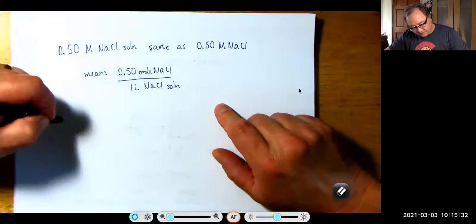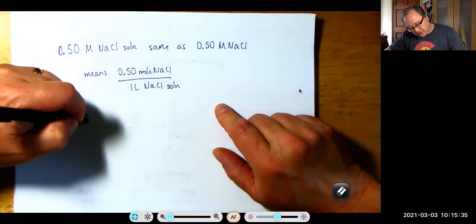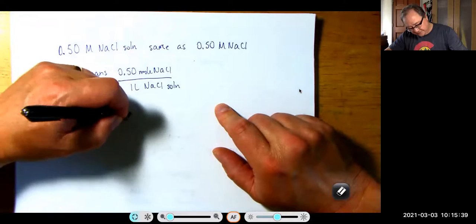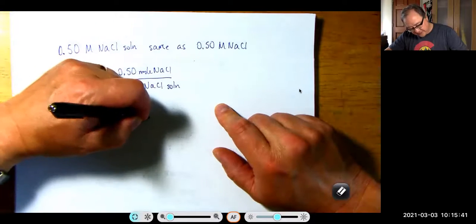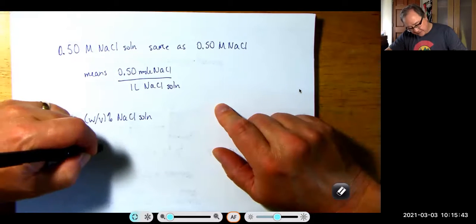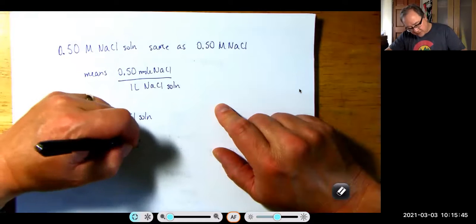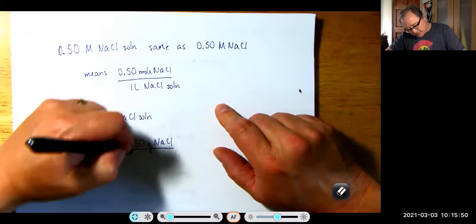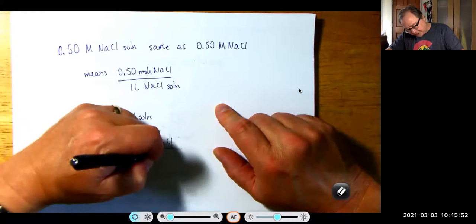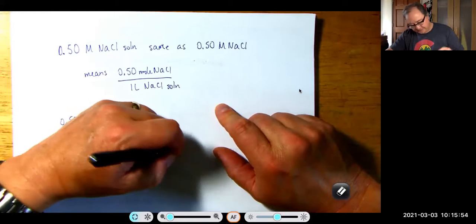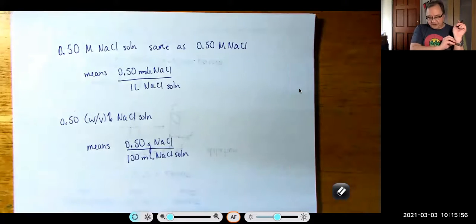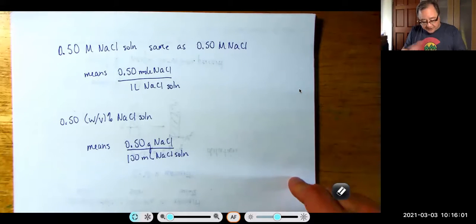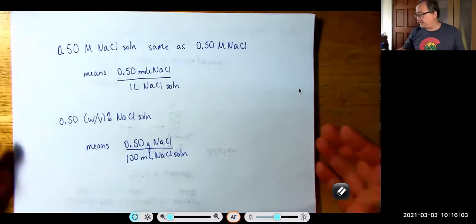And if you have a 0.50 W/V percent sodium chloride solution, this means 0.50 grams of sodium chloride per 100 milliliters of sodium chloride solution. So, of course, the reason that it's per 100 is because it's percentage, and percentage means per 100.